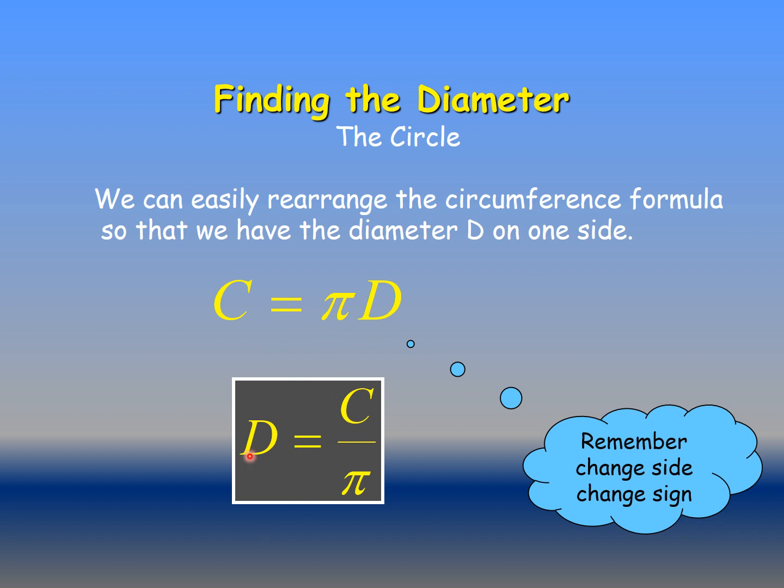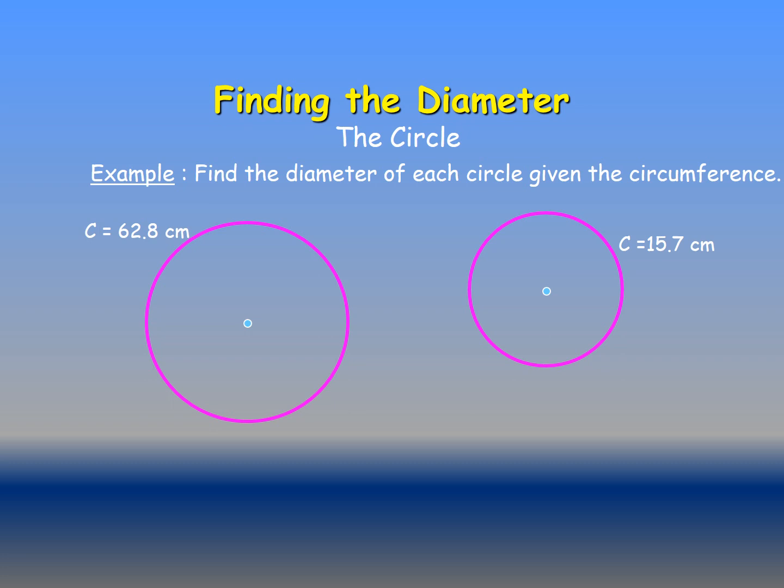To find the diameter, from this we can find d equals c over pi. So look at this example. Find the diameter of each circle given the circumference. In the first case, the circumference is provided as 62.8 centimeters. In this small circle, the circumference is equal to 15.7 centimeters. You have to find the diameter of them. Let's check. We will use the formula d equals c over pi.